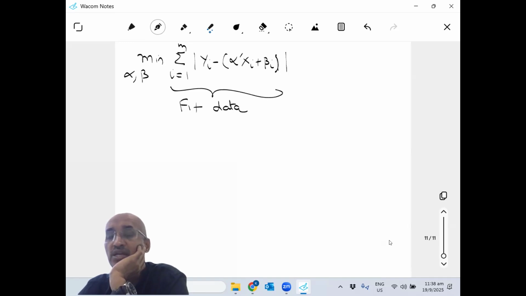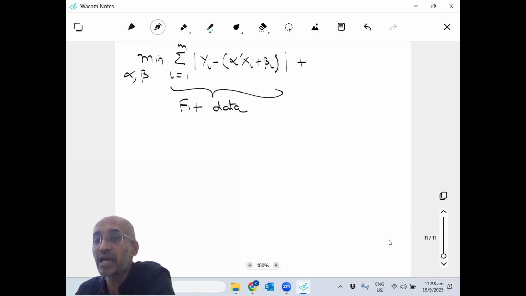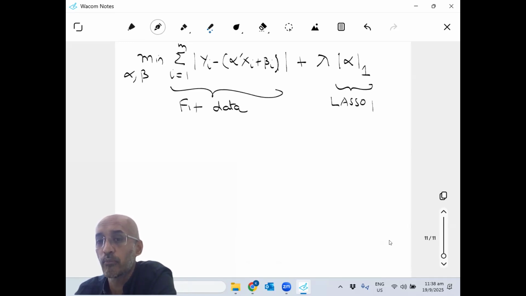So this is fitting the data with alpha and beta. But in the last 20 years, there's been an interest in trying to make the model simple, that is, to keep the model complexity small. How do you do this? You basically apply something called a lasso penalty. So you take the L1 norm of alpha. This is called a lasso penalty, which is for regularization or for model complexity.